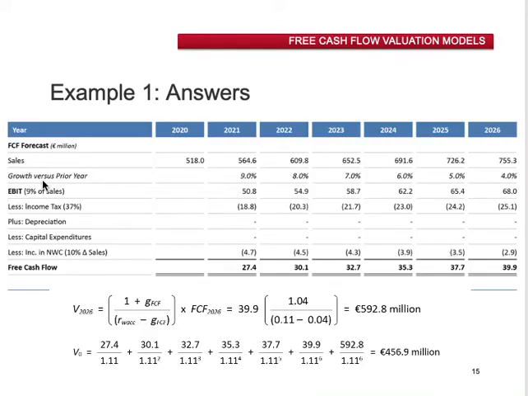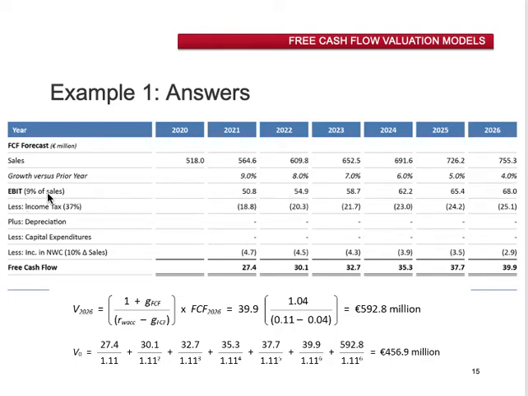In this table I have provided the answers. In the first column I have the breakdown of the cash flow items, and here we have the years. Now the first thing that we need to calculate is obviously sales. And what we said in the case is that the growth rate in 2021 is 9% compared to 2020. However, this growth will slow down by 1% per year until 4% in 2026.